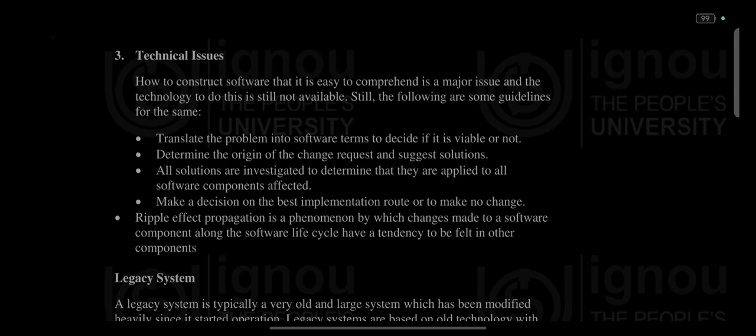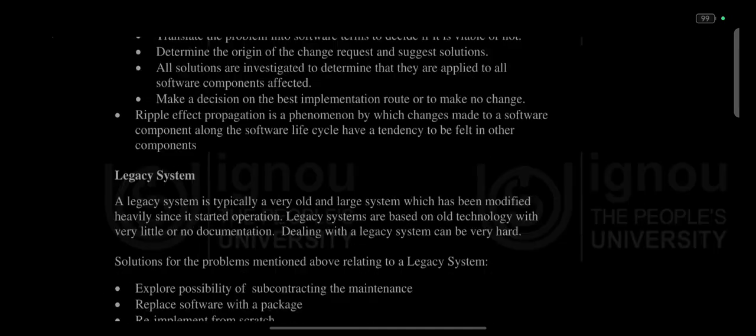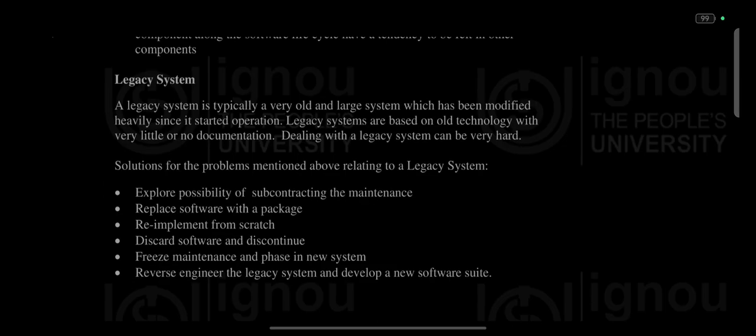Ripple effect propagation is a phenomenon by which changes made to a software component along the software life cycle have a tendency to be felt in other components. Legacy system. A legacy system is typically a very old and large system which has been modified heavily since it started operation. Legacy systems are based on old technology with very little or no documentation. Dealing with a legacy system can be very hard.